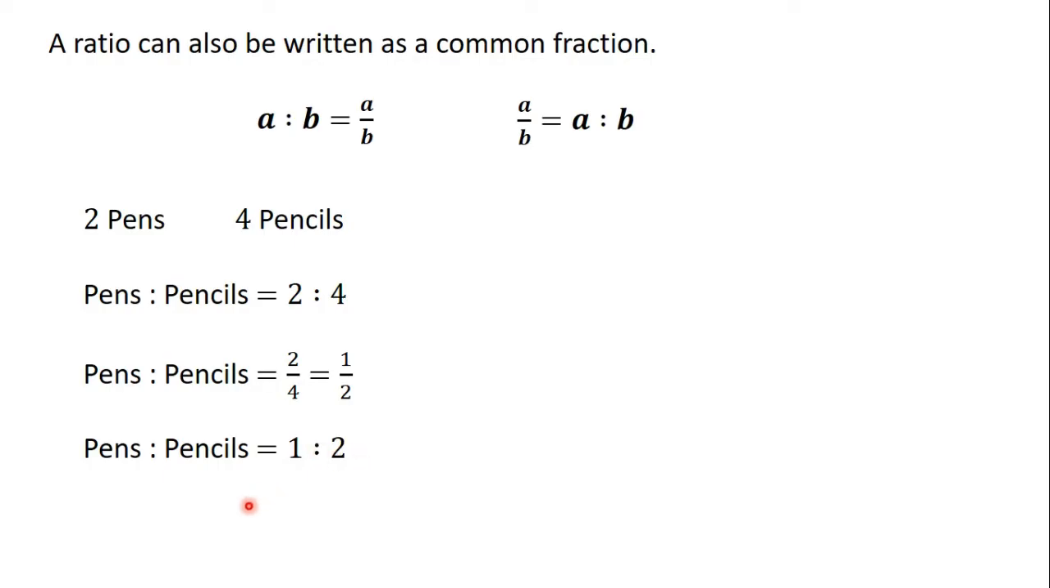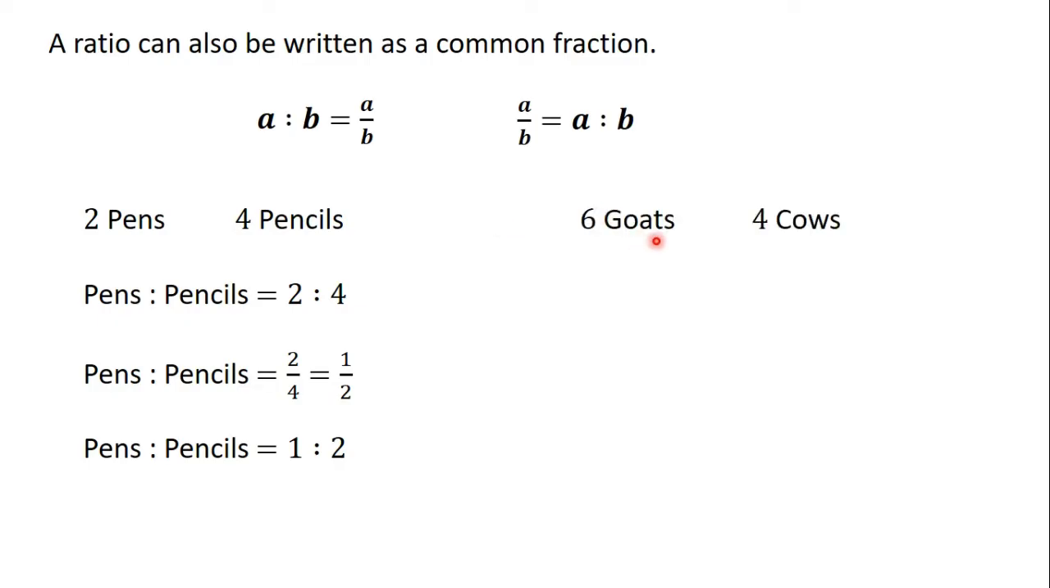1:2. Now we can see from this example that a ratio can be broken down into its simplest form. Here we had the ratio of pens to pencils as 2:4, but as we can see clearly, 2 will divide itself 1 and divide 4 2. So we can break this ratio down into 1:2. Let's apply the same thing to our second example.